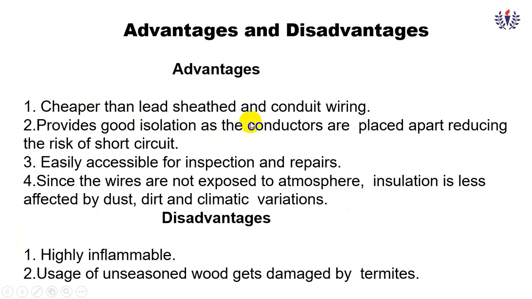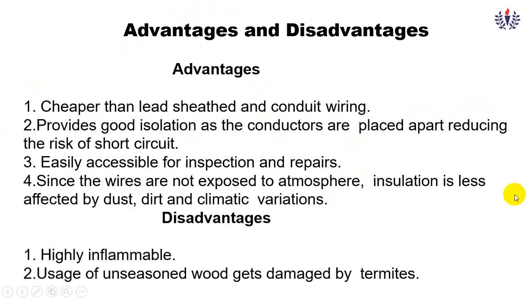Here it is cheaper than lead sheet because lead is too costly, and it is also known as conduit wiring. It provides good isolation between the conductors. So phase and neutral are isolated and easily accessible for inspection and repairs. You can easily access it for repairs. And the wires are not exposed to the atmosphere. That is very, very important.